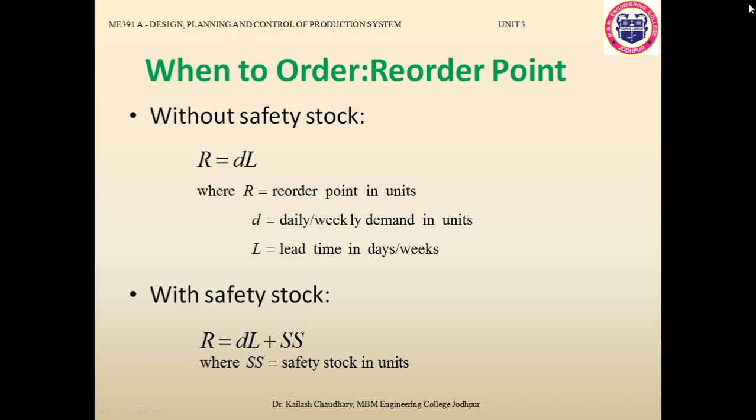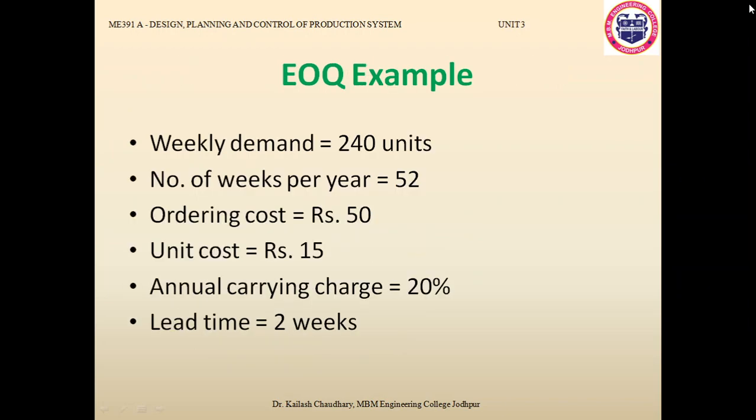Let us try to understand this EOQ model using this example. Here the weekly demand is 240 units, the number of weeks per year we take as 52, ordering cost is rupees 50, unit cost 15, annual carrying charge is 20%, and lead time is 2 weeks. So demand, ordering cost and holding cost will contribute to the total cost, while lead time will help you decide on the reorder point.